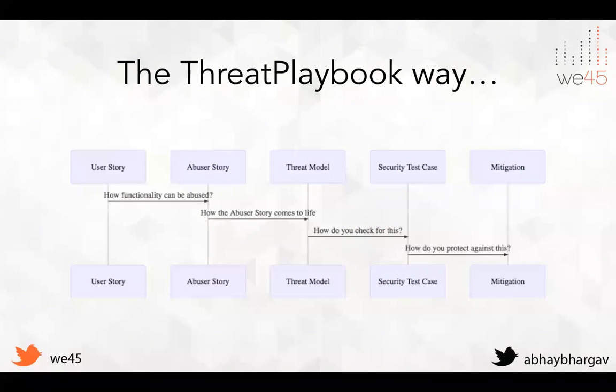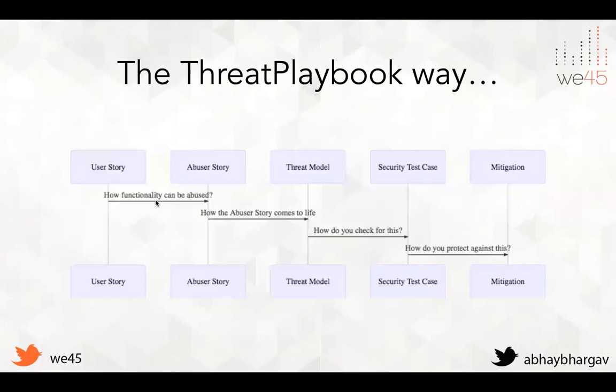So the Threat Playbook way is essentially like this. You have a user story. I'm sure a lot of you in the Scrum world who have been part of Scrum teams understand this term. You have user stories, or functionalities, or a description of the functionality. And then you have something called an abuser story. Now, an abuser story is, like I mentioned here, how that particular functionality or user story can be abused.